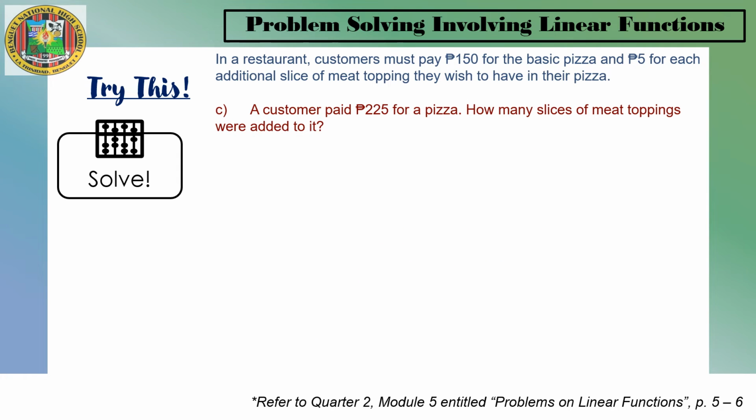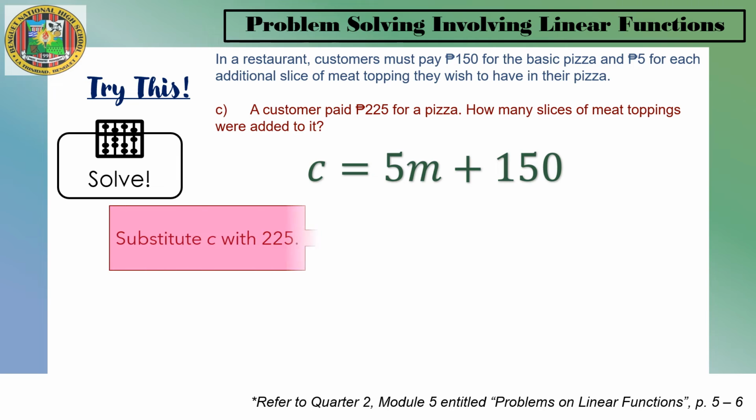To answer the third question, we still use the function C is equal to 5M plus 150. The question says that the cost of the pizza the customer bought is 225 pesos. That means the value of C is 225, which we are going to substitute in the equation. This shows us that we are solving for the value of M.